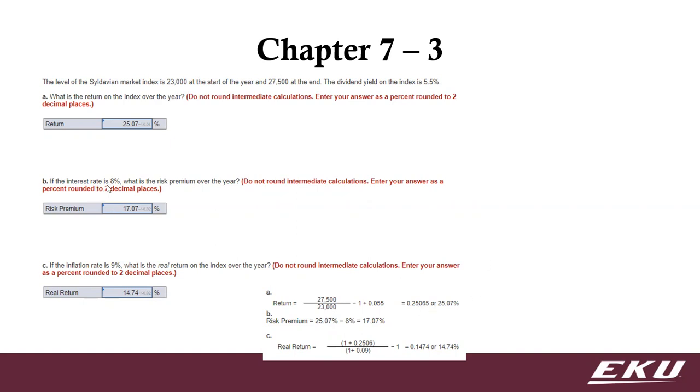If the interest rate is 8%, okay, I have to take off that 8% and they'll tell me what the risk premium is, because the rest of this return is because I took on that level of risk, right? And then change it up a little bit. Inflation is 9%. What's the real return? And so if you notice, it's 1 plus inflation times this 1 plus the real is the 1 plus nominal. There's our nominal, right? So then we divide by the 1 plus the inflation, and we're able to solve for our real.